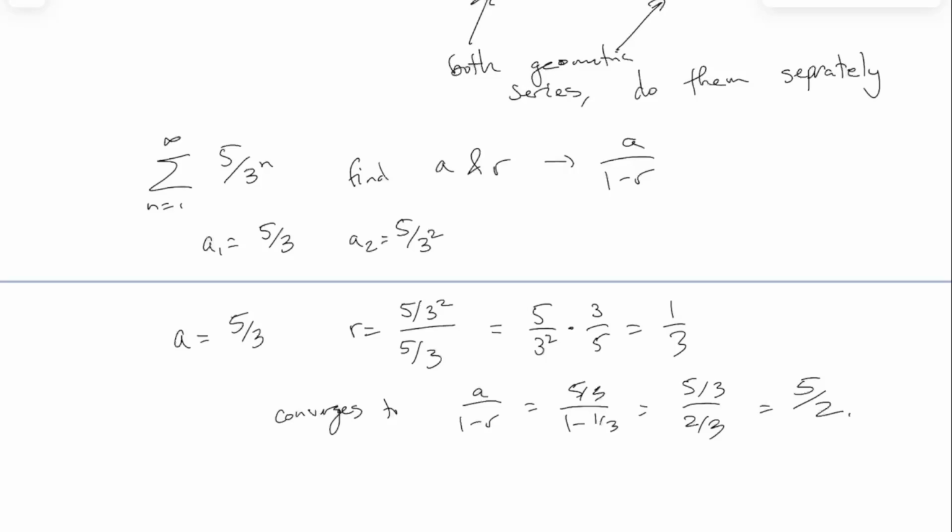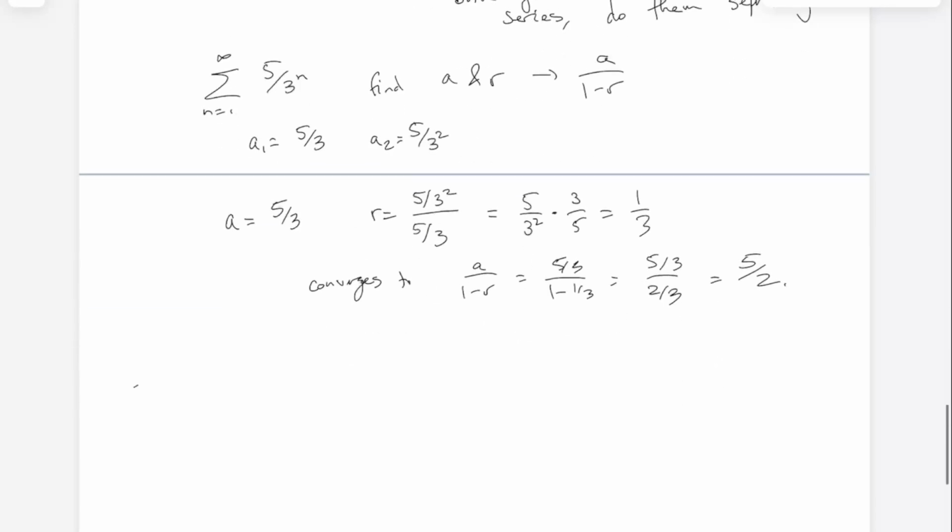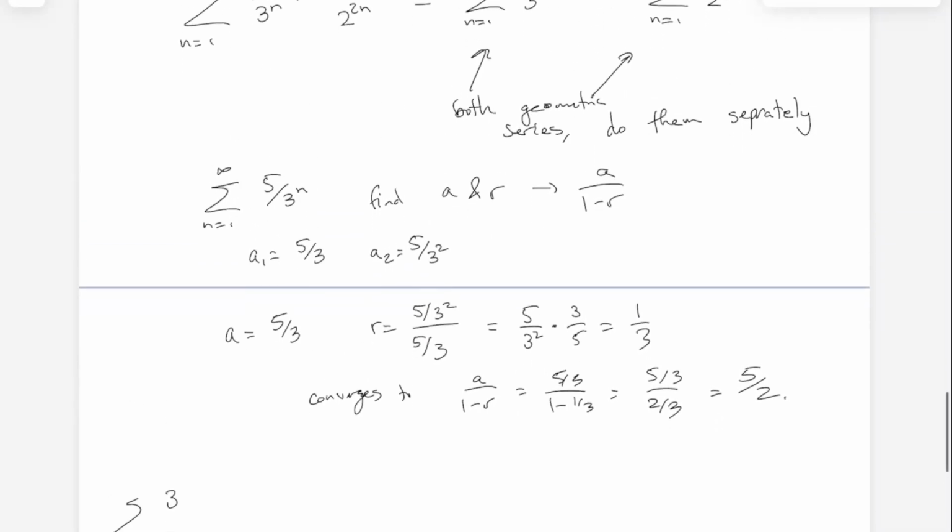This is not my final answer. Remember, that was only the first part. I had split this big series into two parts. The first one converges to 5/2. And then we can also do the second one. Let's do the second one. The second one says the sum of 3 to the n over 2 to the 2n.